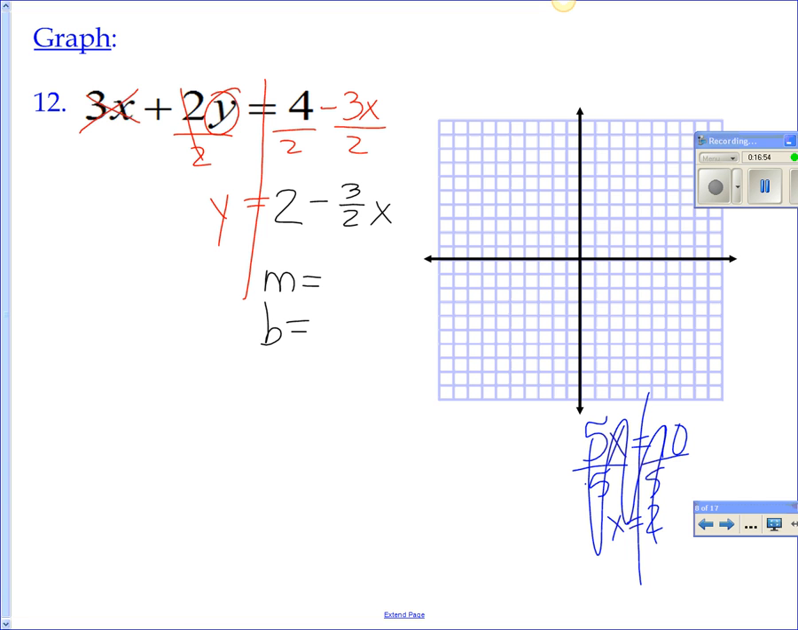M is always with the x. So what is your M? And what's your B? 2. Okay? All right, now we're ready to graph it. Molly, which one of these goes on the graph first? The 2, and it goes on the y. Tyler, what do I do from the 2? Very good.